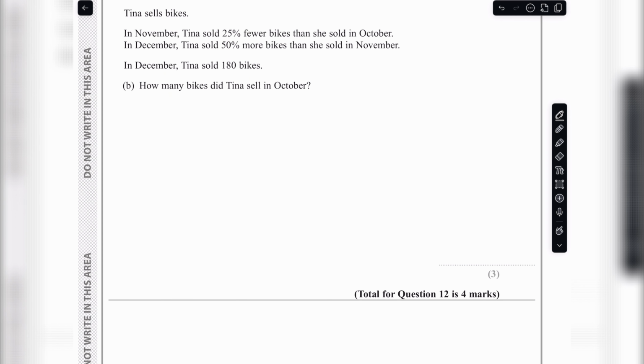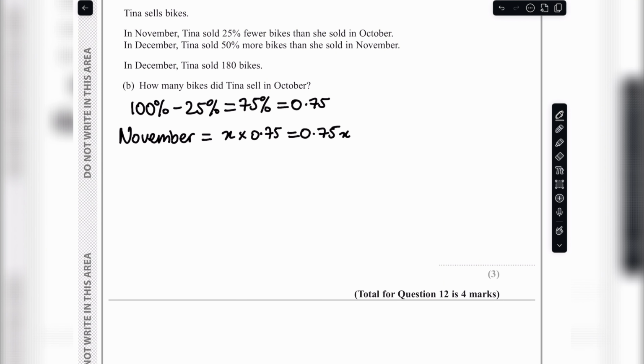So given as she sold 25% fewer bikes in November than she did in October, we can subtract this value from 100%, giving us 75%. And as a decimal, we can write that as 0.75. So to obtain the number of bikes that she sold in November, we need to multiply this value by the number of bikes she sold in October, which we'll write as x, giving us 0.75x.